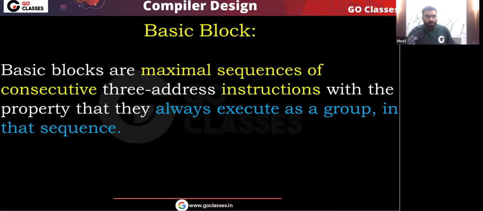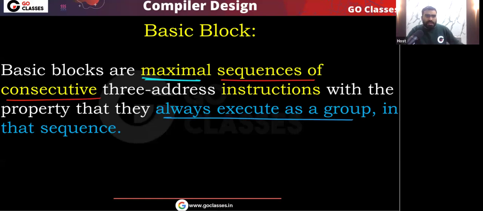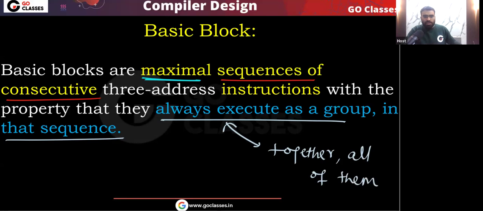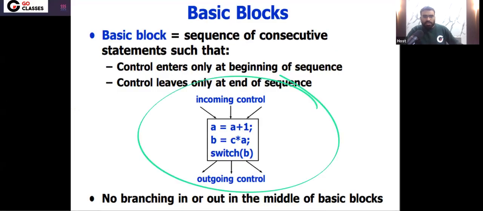Now let's move on. So very simple. What is a basic block? We have already seen. A basic block is a maximal sequence of consecutive instructions that will always execute as a group in that sequence. They will always execute together, all of them as a group in that sequence. So this is your basic block.